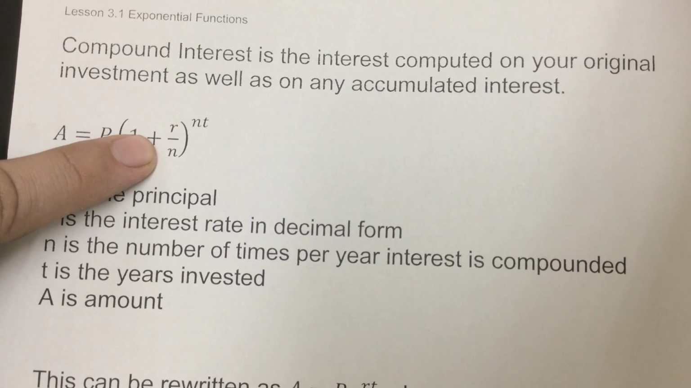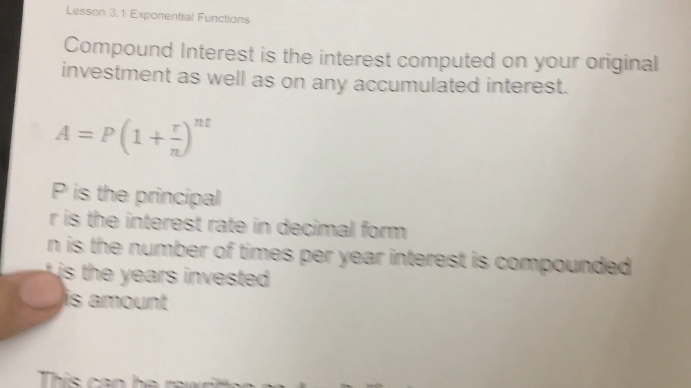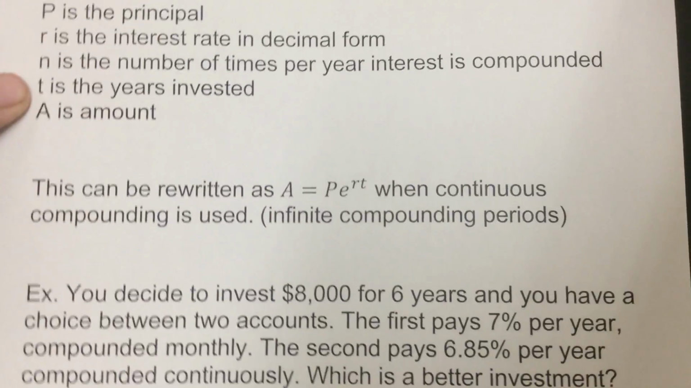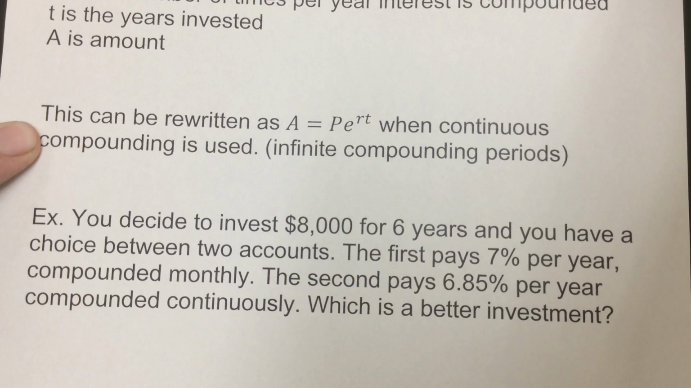So if it's semi-annually, n would be 2. If it's annually, it'd be 1. Quarterly, 4. Monthly, 12. I'm trying to think of other ones like bi-monthly, so 6. So that's what you would use for that n. And then it's raised to the nt. t again is time, but it's years invested. So we can also use A equals Pe^(rt), where we're doing continuous compounding. So it's an infinite amount of compounding periods. It's automatically always compounding and building on itself.